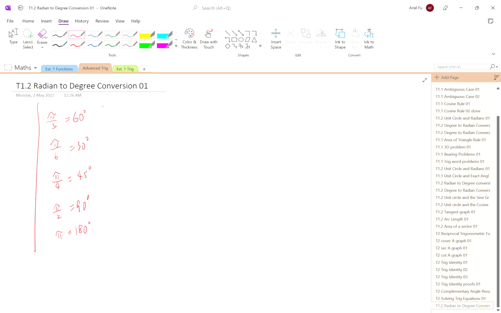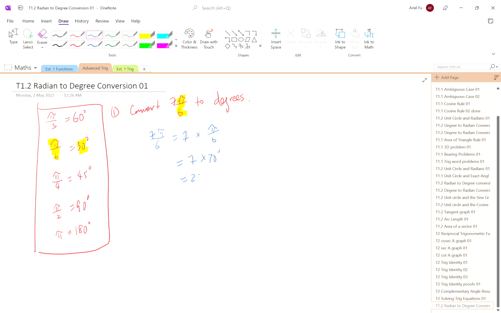Okay, I know this. Then for questions such as convert, let's say, 7 pi on 6 to degrees. My eyes go straight onto pi on 6 and say, hey, pi on 6 is 30 degrees. So then I'm going to go, okay, well, 7 pi on 6 literally is 7 times by pi on 6, which means it must be 7 times by 30 degrees, which is 210 degrees.